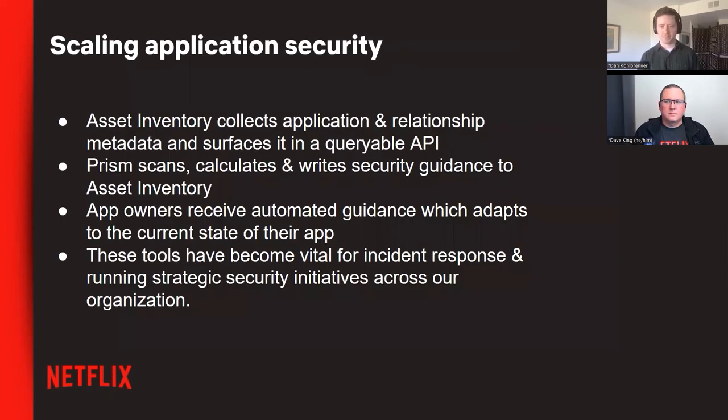So we just gave a lot of information about these two tools and how they work together to effectively distribute security guidance. As this talk is about scaling application security, the question stands: how do we scale it? Asset inventory, in summary, collects application and relationship metadata and surfaces it in a queryable API. Prism, in turn, calculates and writes security guidance to asset inventory. App owners then receive automated guidance, which adapts to the current state of their application. Between these two tools, we now have so many data points about all of our applications that they have become vital for both incident response and running strategic security initiatives across our organization.